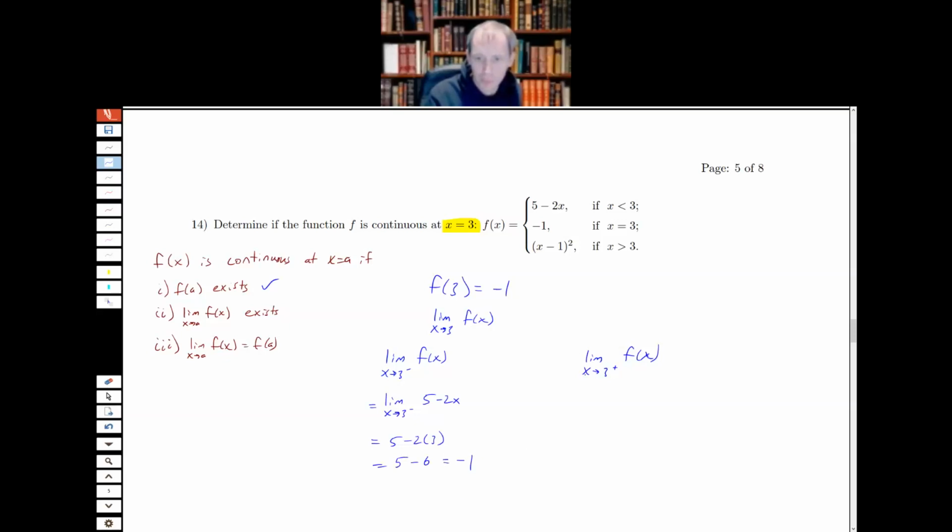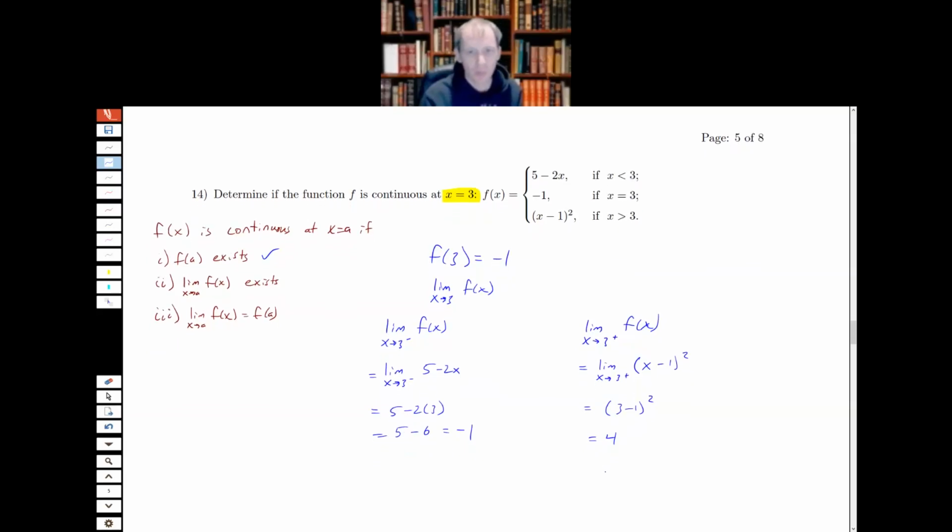So we do something similar over here with the right-handed limit. Because I'm approaching from the right, the x values are all going to be greater than 3. And my formula says for f(x), use (x minus 1) squared if the x's are greater than 3. So we're going to look at the limit as x approaches 3 of (x minus 1) squared. And again, I can just use direct substitution. And I get (3 minus 1) squared. 3 minus 1 is 2. Squared gives me 4. And here's where we run into a problem.